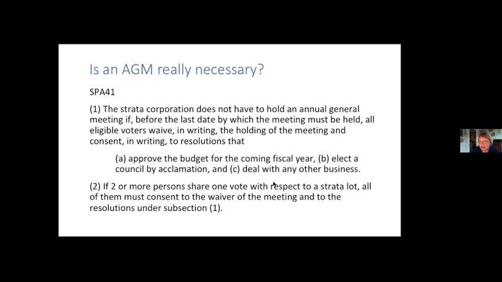That's something to think about if you're in a very small strata, especially now with the COVID-19 situation. Maybe you don't need to actually meet. Maybe everybody can agree in writing. But it does need to be all eligible voters, and if two people share one vote, they must each consent. That's the definition of a unanimous vote: all eligible voters. In almost all cases though, an AGM is necessary.